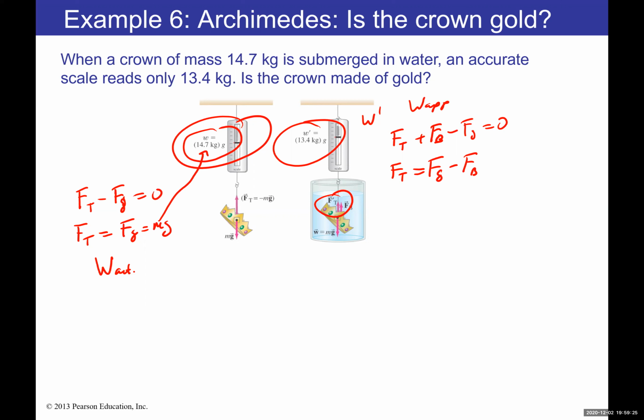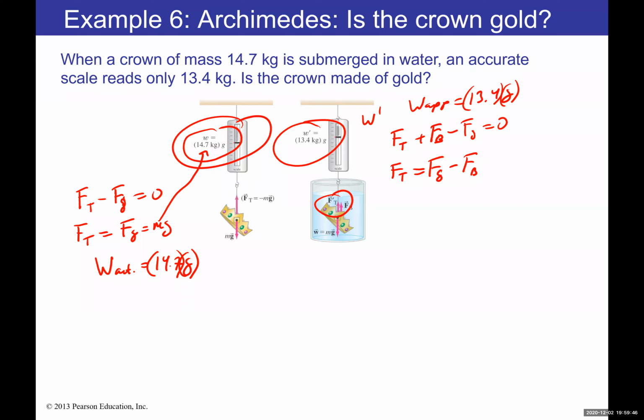So the apparent weight. You think of it like this: the actual weight is 14.7 times g, and the apparent weight is 13.4 g, where g means times 9.8. Now the question is, is the crown made of pure gold or not?